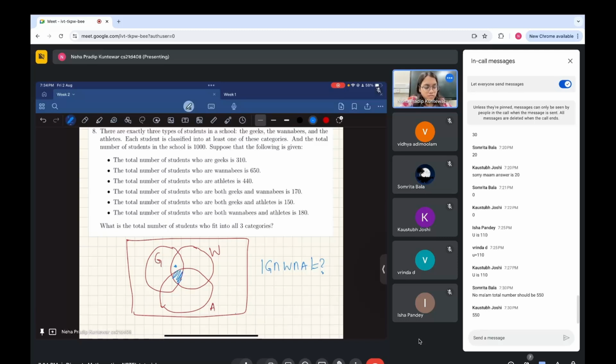Okay, so let us write down the values that are there.